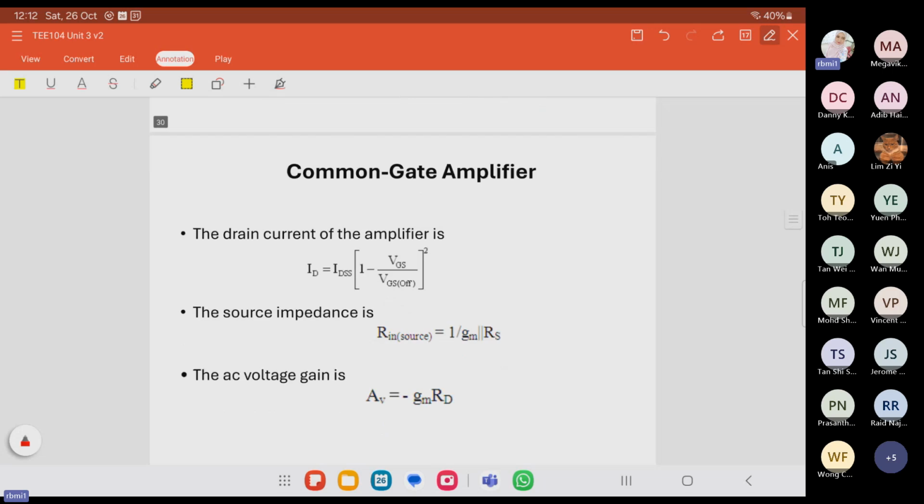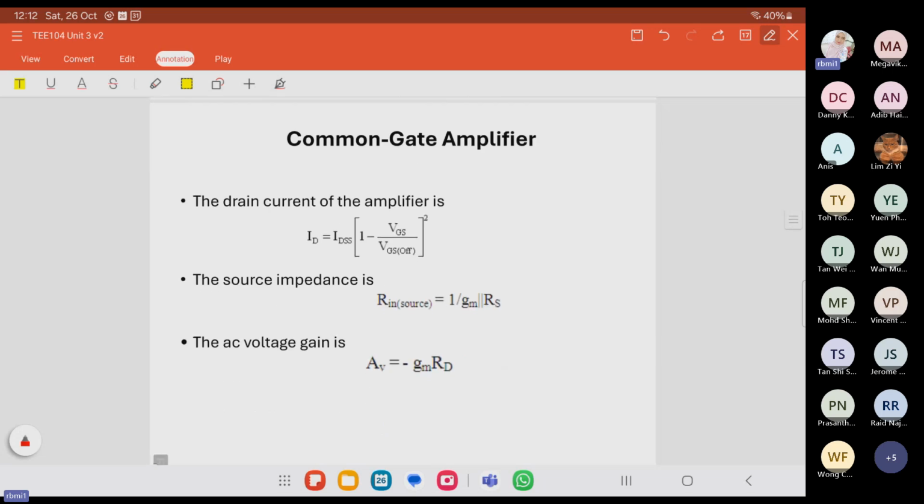Okay, let's see the expressions. This one, IDSS, is the drain current maximum at pinch off at VGS equals 0. And for IGSS, the gate reverse current, we have the VGS off here. This one is the cut-off voltage gate to source. Okay, and this is for the voltage gain for the common gate amplifier.